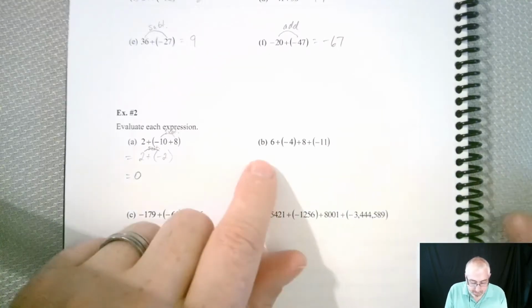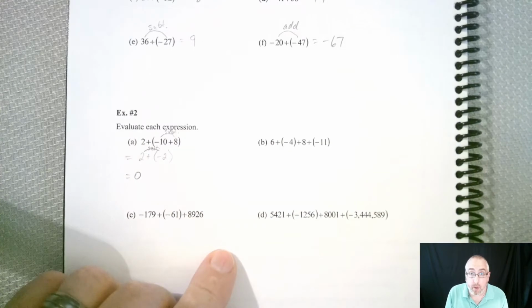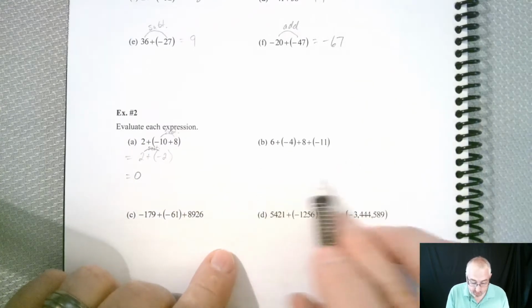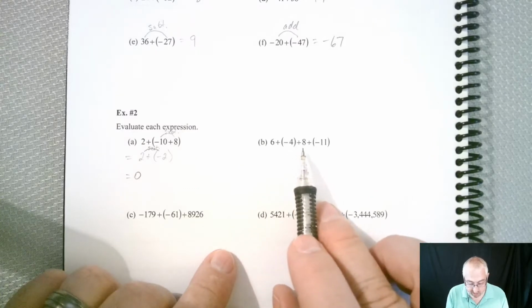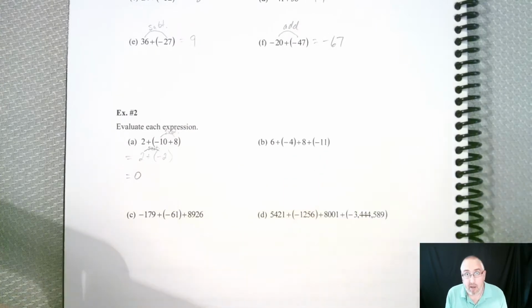All right, let's try another one. So now we got a lot of stuff going on here. We got 6 plus the negative 4. We got the plus 8. We got the plus negative 11. Where do we begin? Well, the rule of thumb with these is to work your way from left to right. Now, there is some flexibility when it's all addition. So you can kind of mix and match stuff when it's all addition.